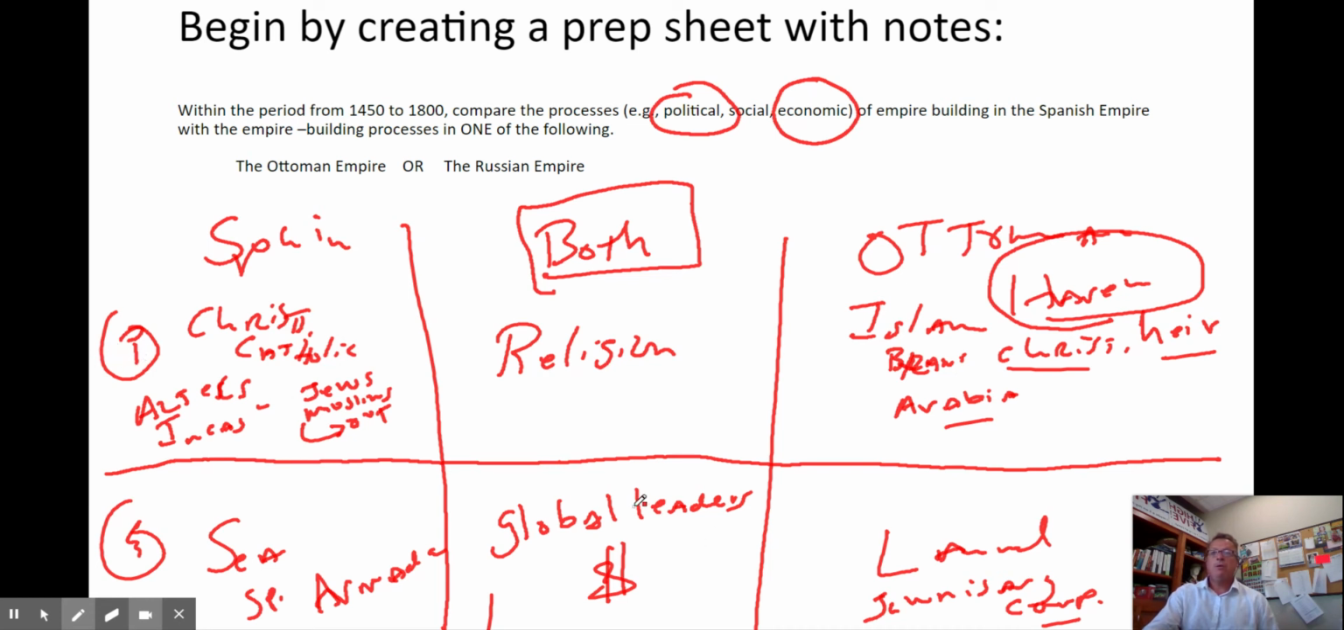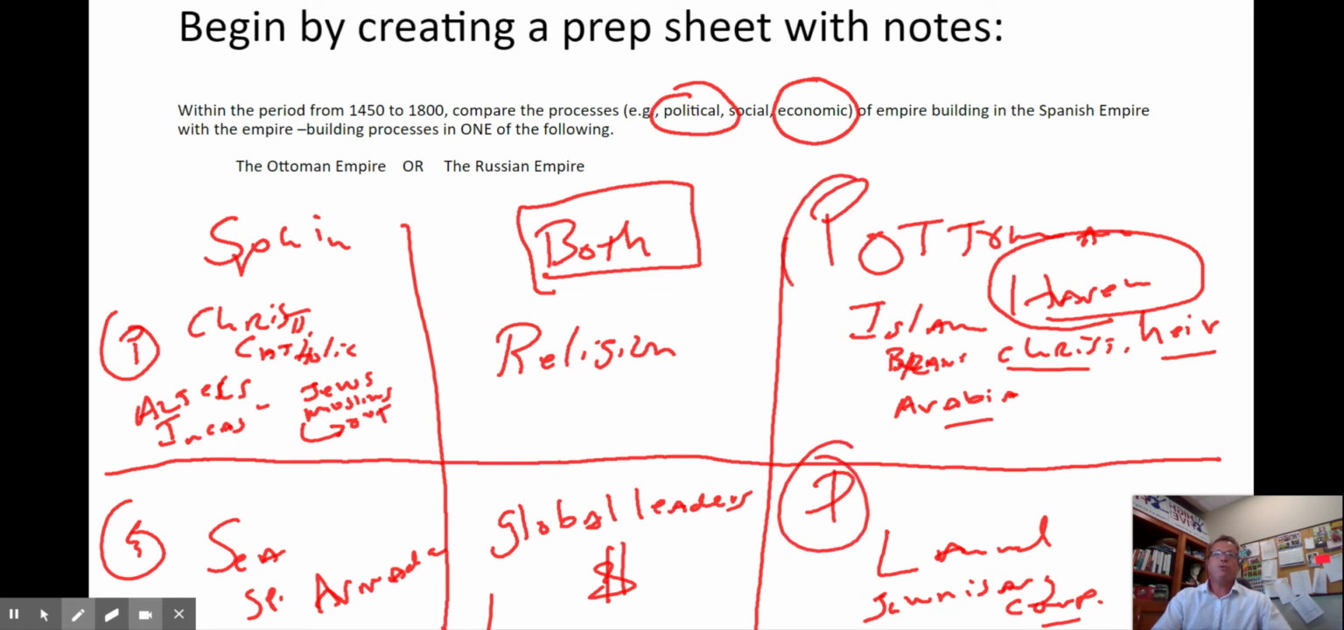And then you can get into, again, both were global leaders financially. However, the Ottomans did theirs through land, whereas Spain, see. And so you can start to see this is a paragraph. This is a paragraph. You see what I'm saying?